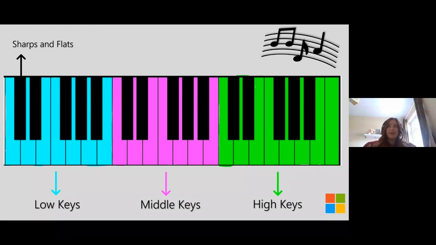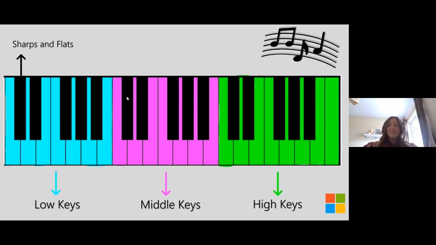So here we have a kind of duplicate of what our keyboard looks like when we go onto Microbit. It's going to look something like this, and it's going to have some low keys, and our low keys are going to be down the bottom of the keyboard here. And then we have our middle keys, which are going to be in the middle. And then we have our high keys, which are at the top of the keyboard that I'm showing you here. But also on the keyboard, you're going to have your sharps and your flats, which are the black keys.